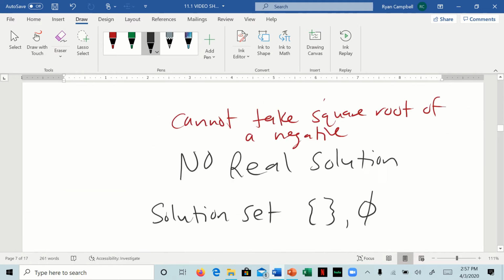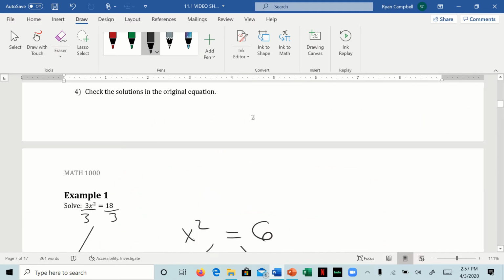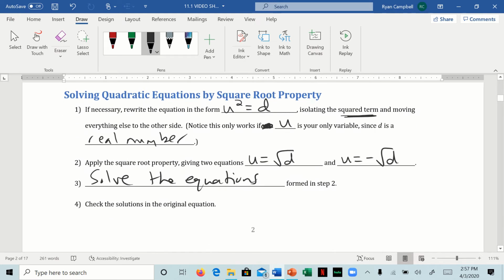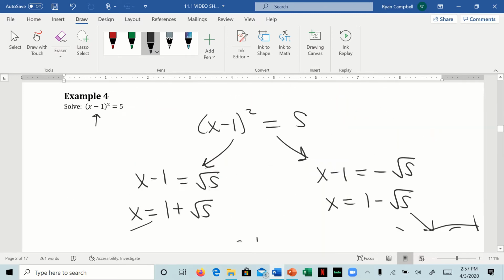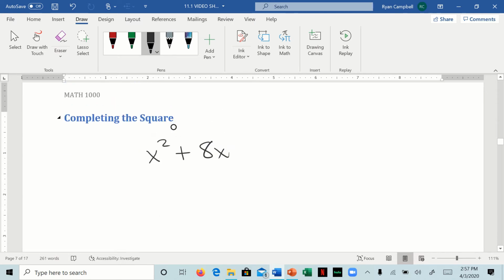Well, remember when we talked about the square root method, when we're using the square root property, that can only be the variable, right? The thing squared is the only thing that is the variable. So you can't just move the x to the other side, because then you have x's on two different sides of an equal sign. That's not great, right? So what we can do is turn this into a square.